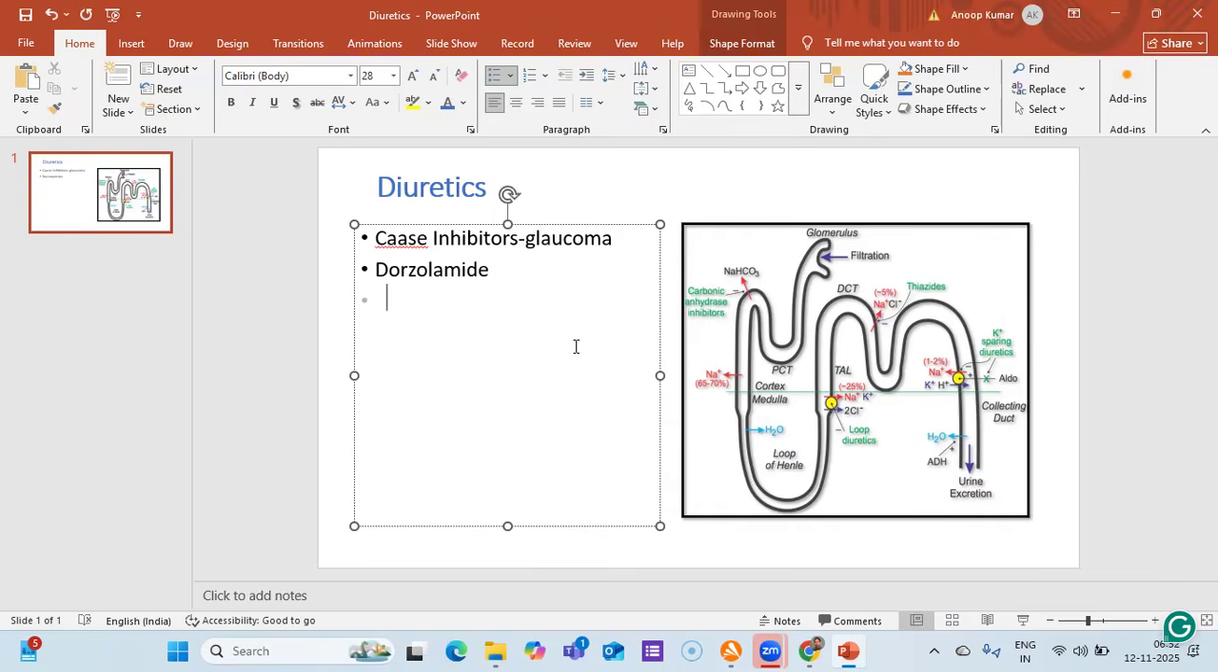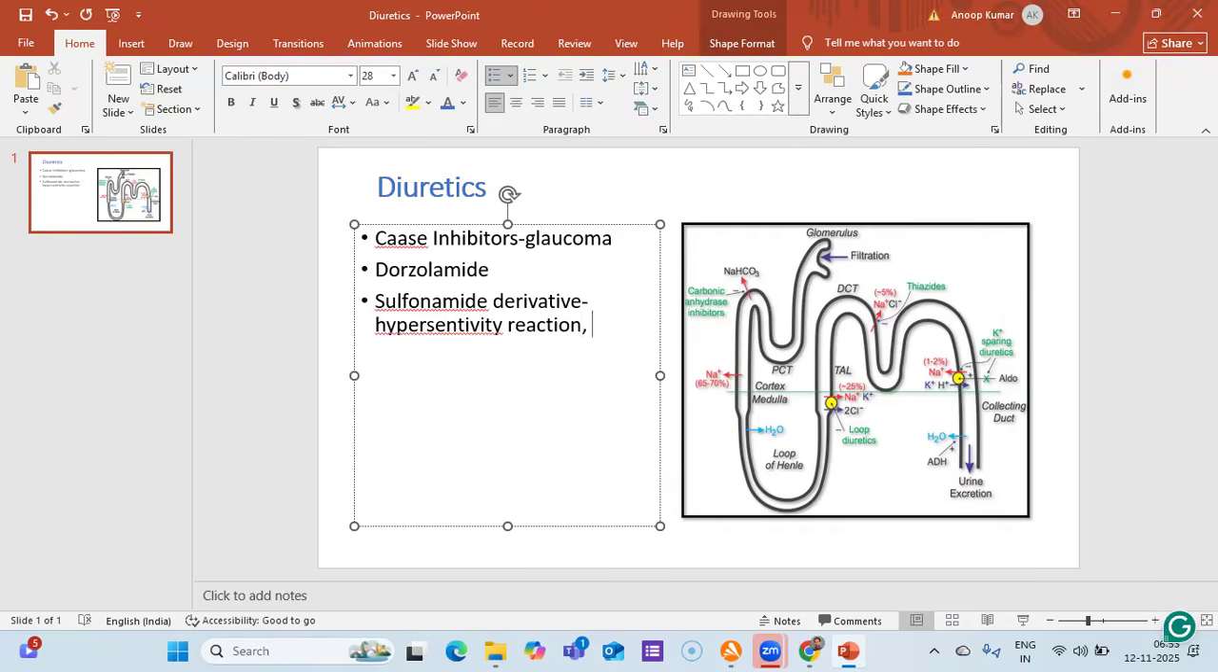Another important point about carbonic anhydrase inhibitors: if you see the structure of acetazolamide, it's a sulfonamide derivative. So when we covered the antibiotics, the sulfonamides could result in hypersensitivity reactions. So that could be one of the adverse effects of your carbonic anhydrase inhibitor drugs.